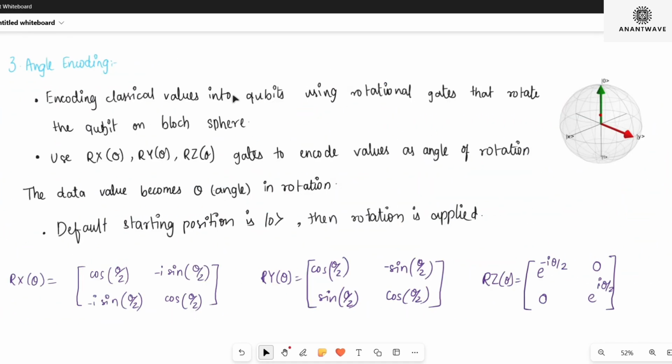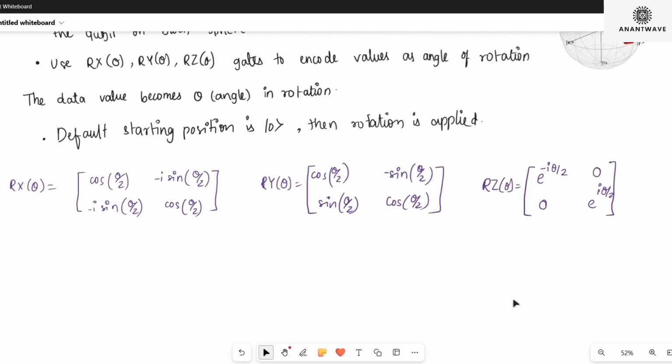Now let's look at angle encoding. Encoding classical values into qubits using rotational gates that rotate the qubit on the Bloch sphere. This uses Rx, Ry, and Rz gates to encode values as angles of rotation. The data value here becomes the angle of rotation. The default starting position is ket 0, then the rotation is applied unless any gates were applied previously. These are the rotation matrices for Rx, Ry, and Rz respectively. Now let's look at an example.